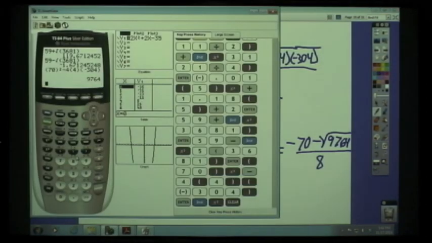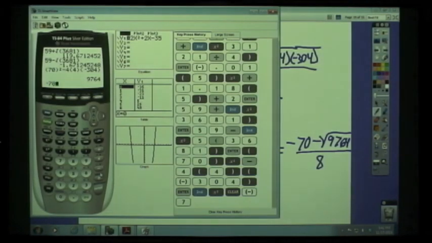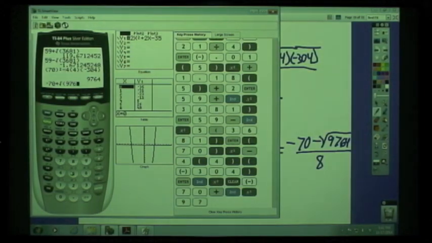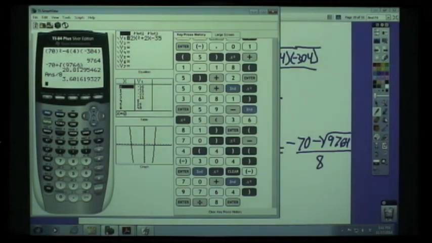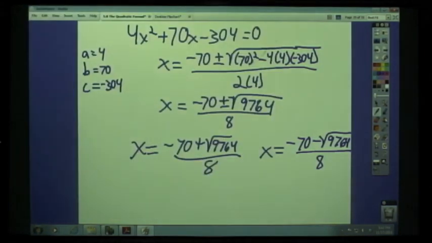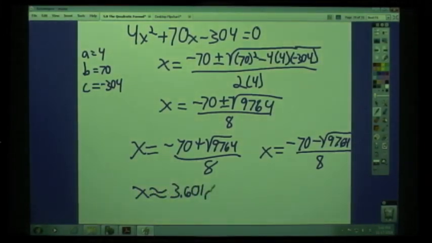So, take out your calculator and do it. Negative 70 plus the square root of 9,764. Press enter. Divide the whole thing by 8. Notice that I didn't divide it by 8 here because if I didn't put parentheses around my negative 70 and my square root, it's going to give me the wrong answer. So this is 3.601. So this in the real life problem is actually what you're going to have for your concrete, cement, that's going to go around your swimming pool. It would be that wide.